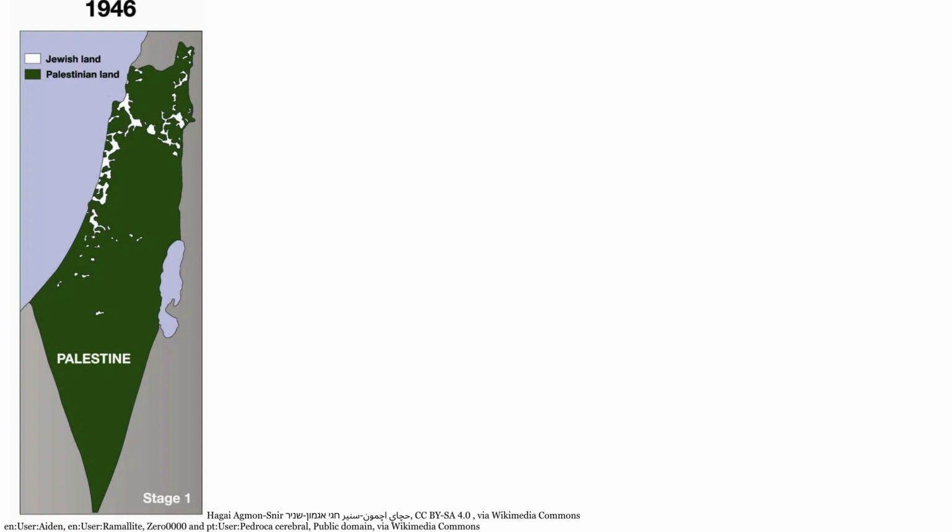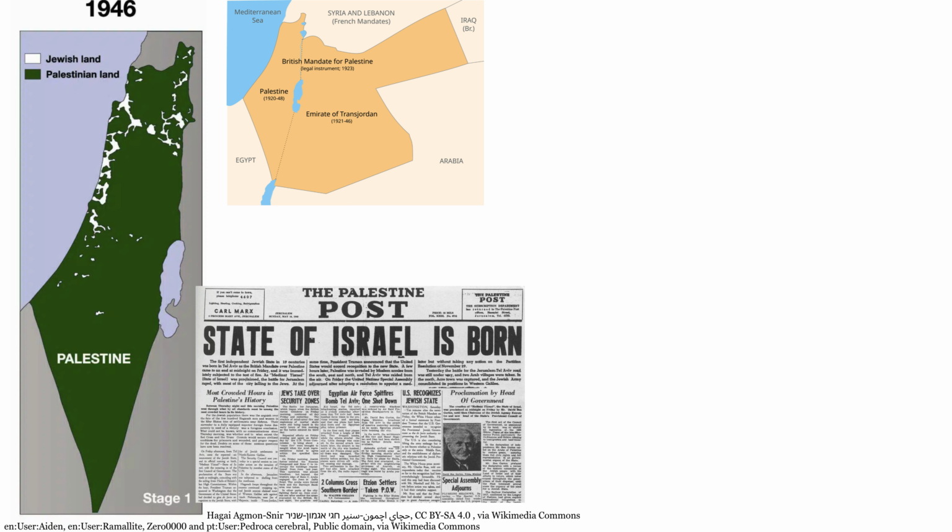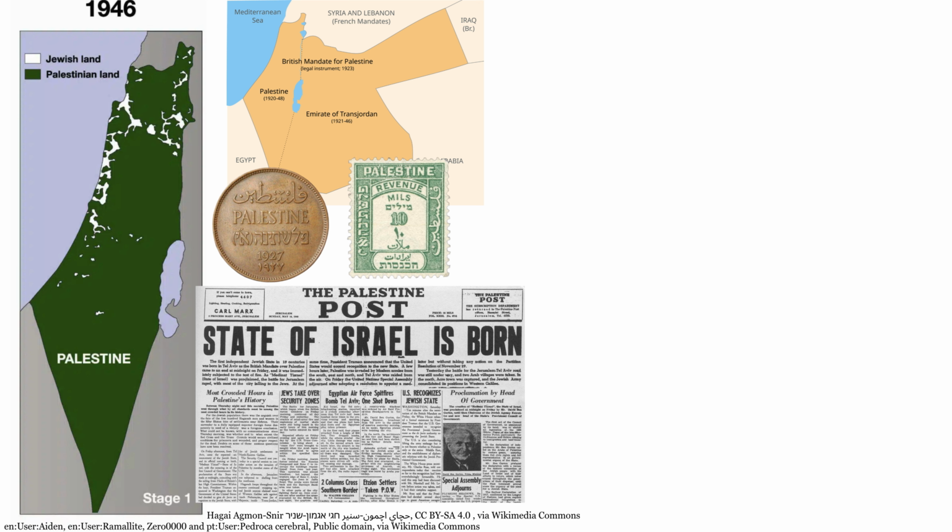In 1946, the area was under British mandate. There was no State of Palestine, and no internationally recognized Palestinian nation. The term Palestinian was used by all residents, both Jews and Arabs. For example, Jewish newspapers referred to Palestine, and coins and stamps of the time bore the word Palestine in English, Arabic, and Hebrew, showing it was a geographic, not national, term. So portraying the green as exclusively Palestinian land creates an artificial ethnic distinction that didn't exist at the time.